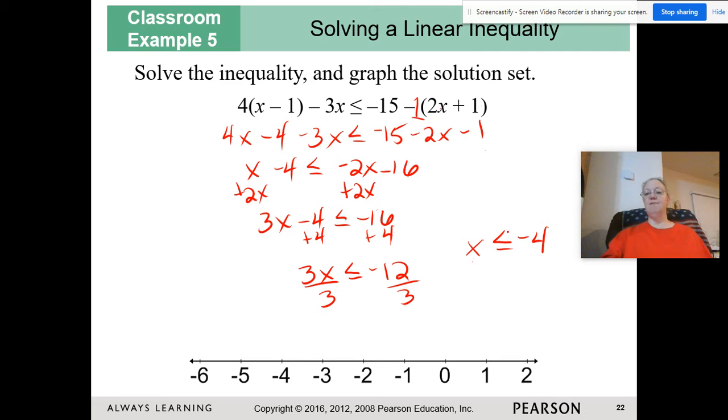My variable's on the left, it's pointing to the left, so I will shade to the left. It has an equal sign underneath, so I'm going to put a bracket right there. For interval notation, it's going to go off indefinitely to the left, so that gives me negative infinity. And on the right, it stops at -4, and it has a bracket.